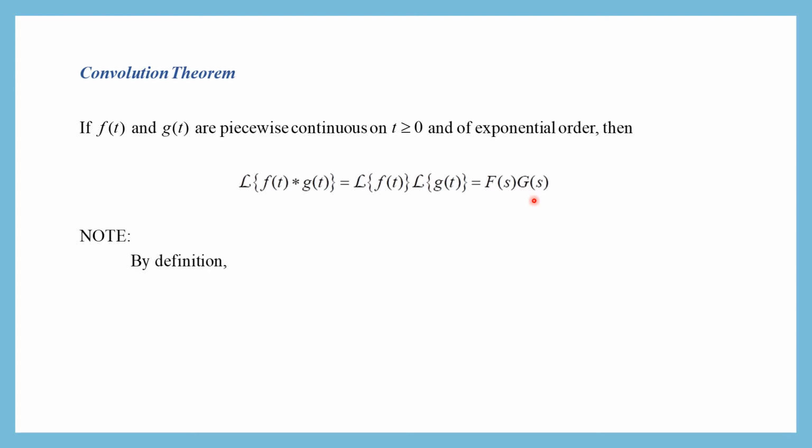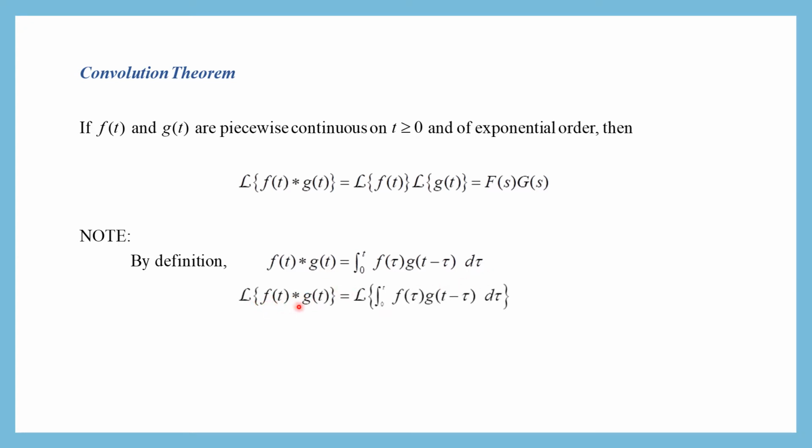Now let us look back at the definition of convolution. By definition, the convolution of f and g is equal to the integration from 0 to t of f(tau) g(t minus tau) d tau. So if we want to evaluate the Laplace transform of the convolution of f and g, if we apply the definition, it means that we have to evaluate the Laplace transform of this integral. But the evaluation of this integral may be quite complex, especially when it involves integration by parts, and what more if the integration by parts needs to be performed more than once.